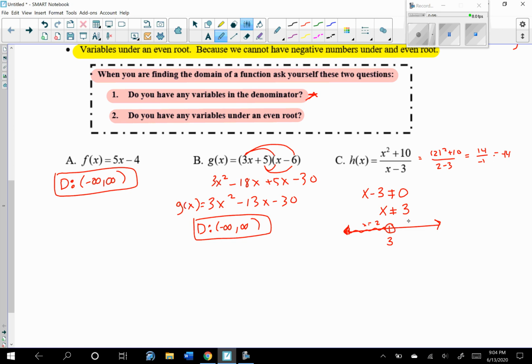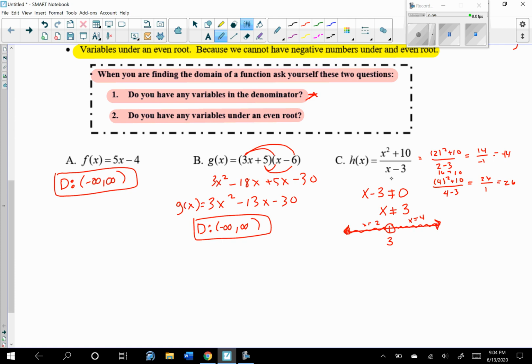And let's do a number on this side. So if I do x equals a number to the right of 3, which is 4, I'm going to plug 4 into my equation. So 4 squared plus 10 over 4 minus 3. 4 squared, remember, is 16, and 16 plus 10 is 26 over 4 minus 3, which is 1, so that's just equal to 26, which is also a real number. Doesn't give me 0 in my denominator, so therefore those work.